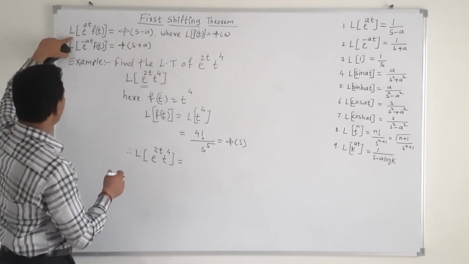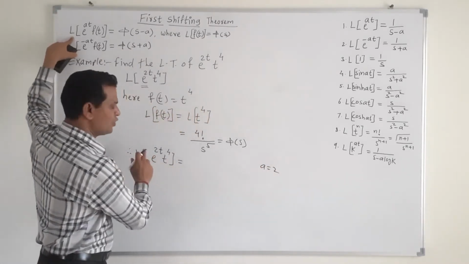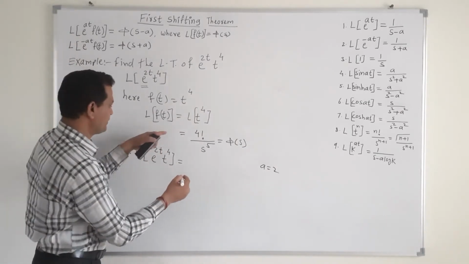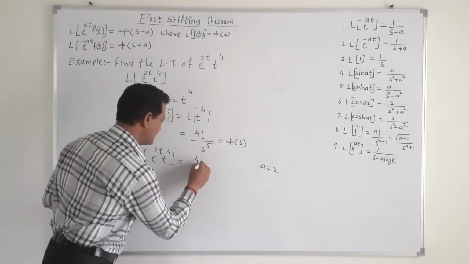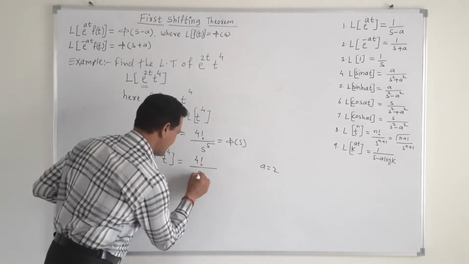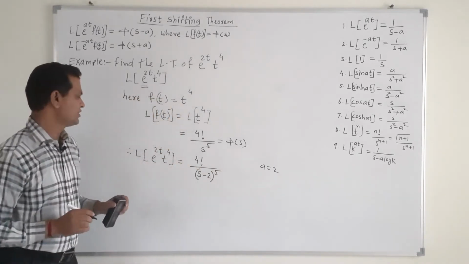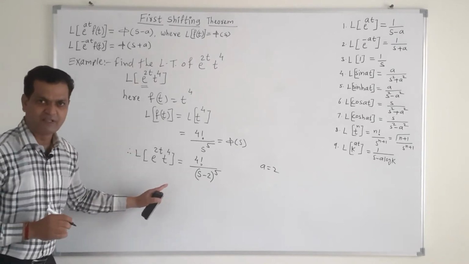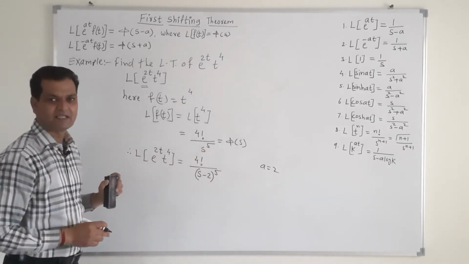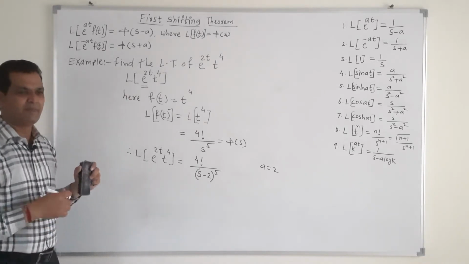Now if we compare this example and that one, here we get the value of a as 2. That means subtract 2 from the parameter s. Here the numerator value is 4, which is a constant, so keep the constant as it is, upon s minus 2 raised to 5. This is called the first shifting theorem. This happened because of the first shifting theorem of the Laplace transformation. In this way we apply the first shifting theorem for the Laplace transformation.